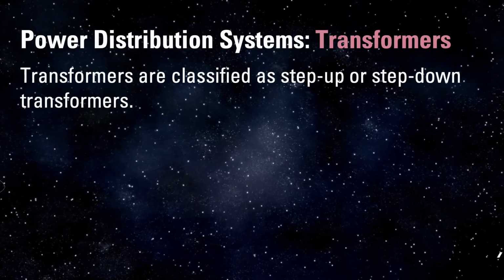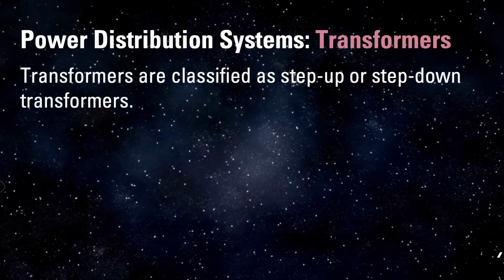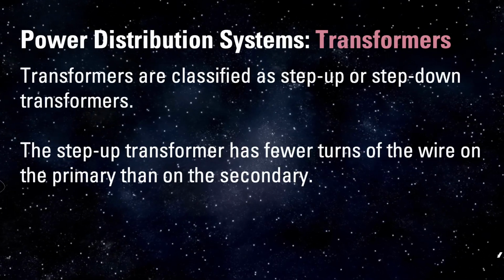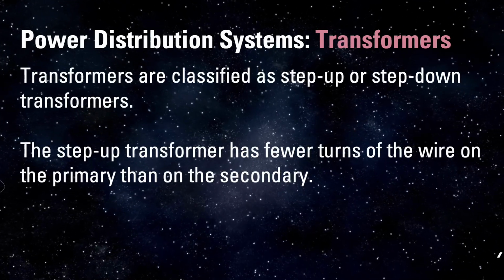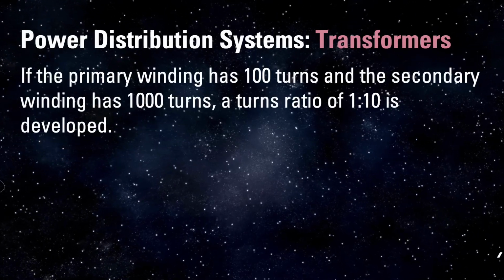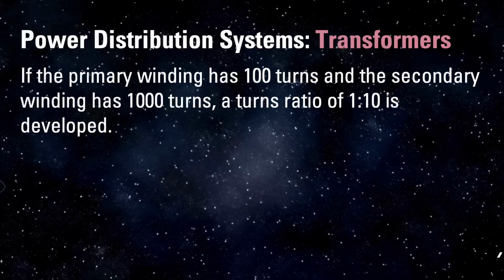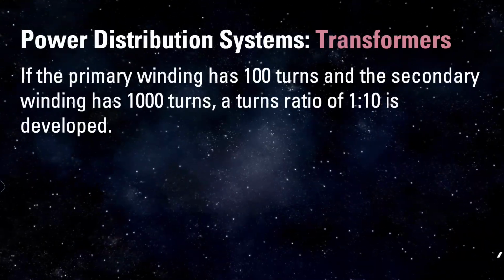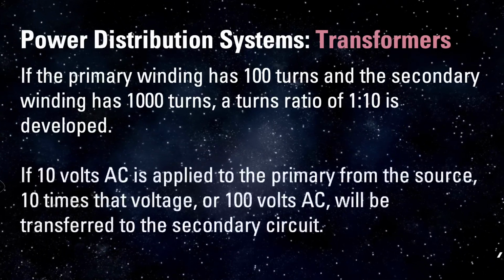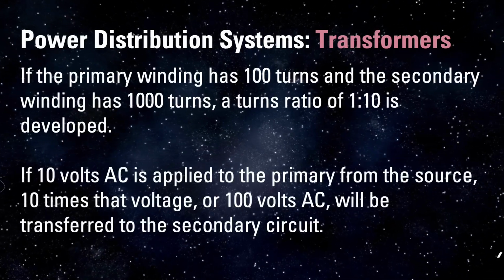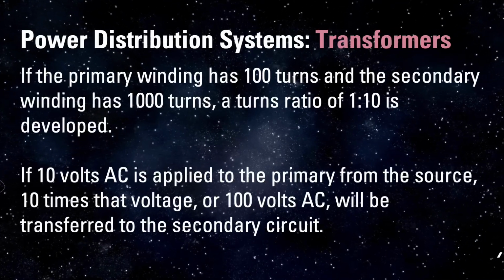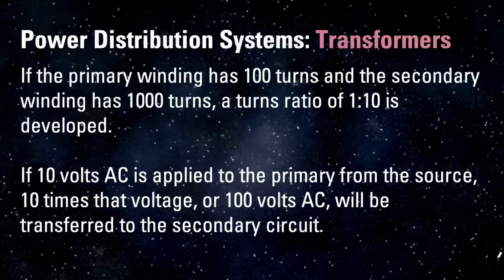Transformers are classified as step-up or step-down transformers. The step-up transformer has fewer turns of the wire on the primary than on the secondary. If the primary winding has 100 turns and the secondary winding has 1000 turns, a turns ratio of 1 to 10 is developed. If 10 volts AC is applied to the primary from the source, 10 times that voltage, or 100 volts AC, will be transferred to the secondary circuit.